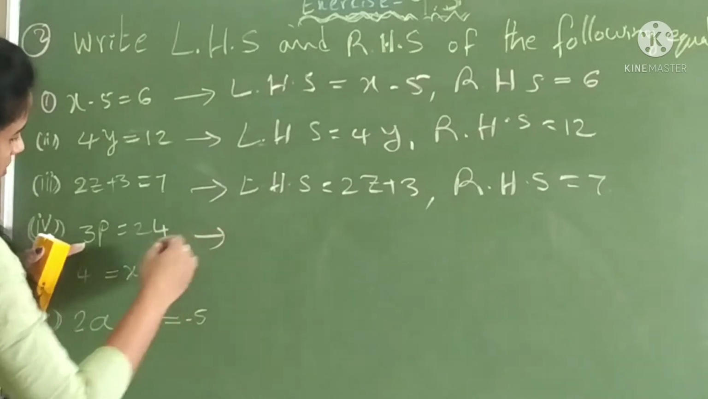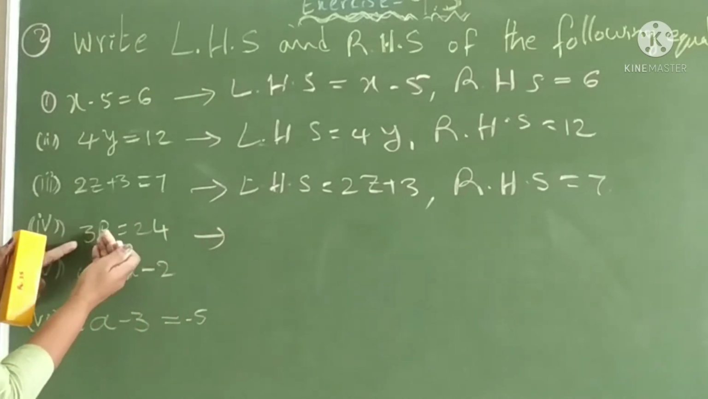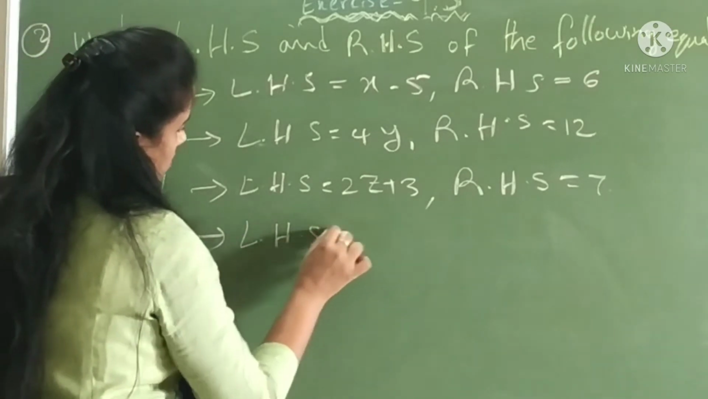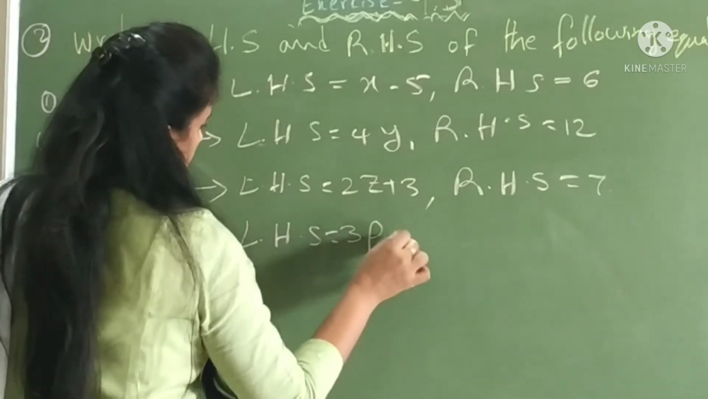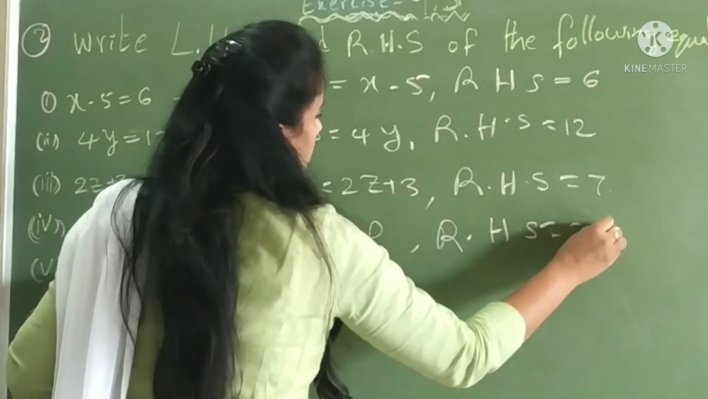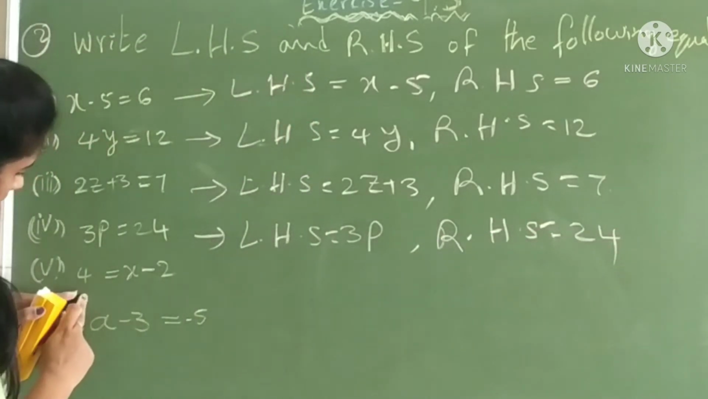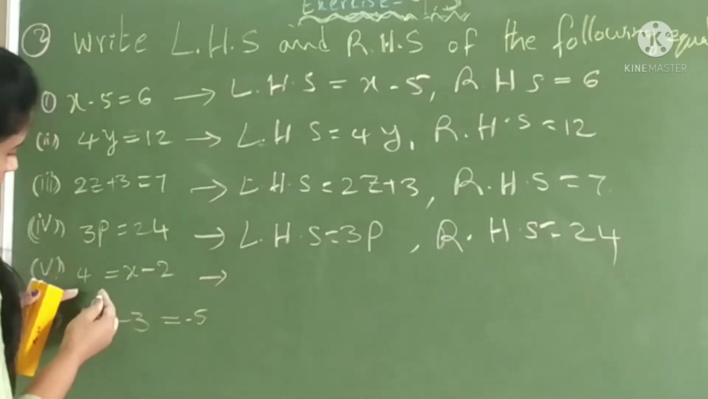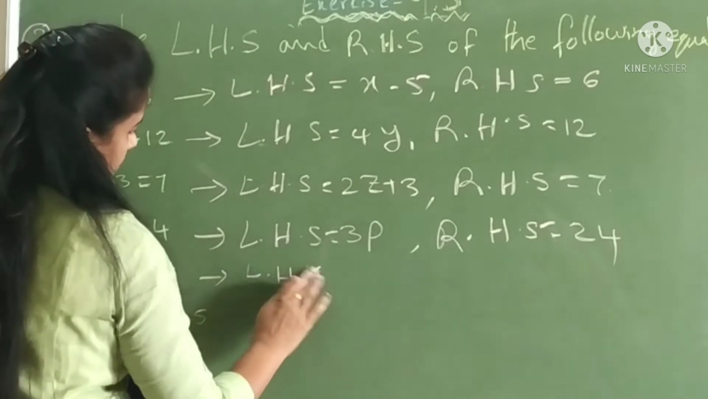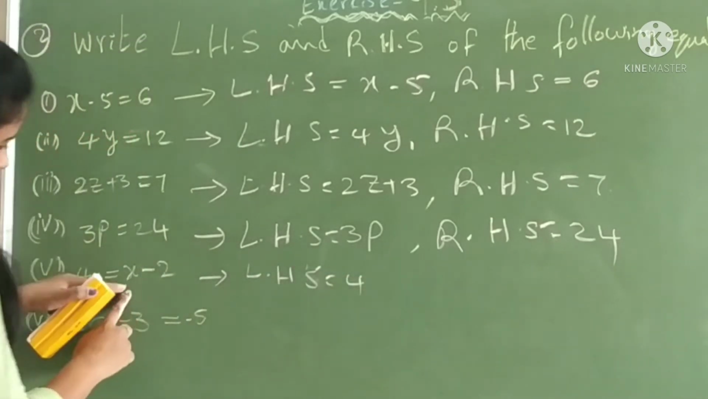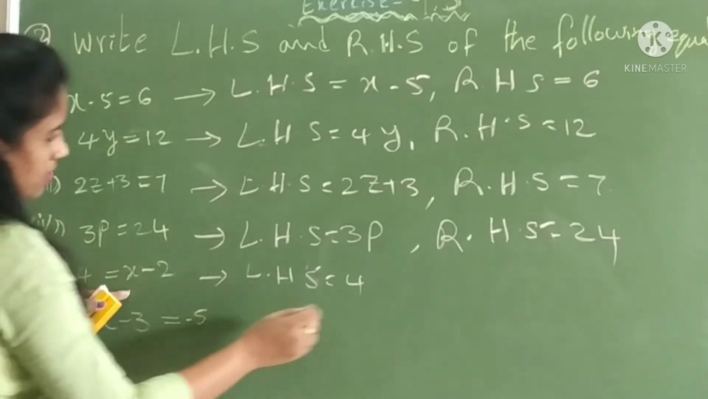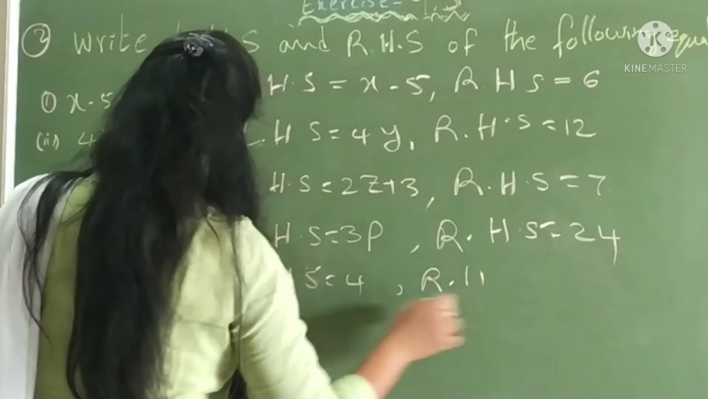Same, the part before the equal to is the LHS. LHS is equal to 3p, comma, RHS is equal to 24. And 4 is equal to x minus 2. This is the LHS. LHS is equal to 4, RHS, the right hand side of the equation, is x minus 2.